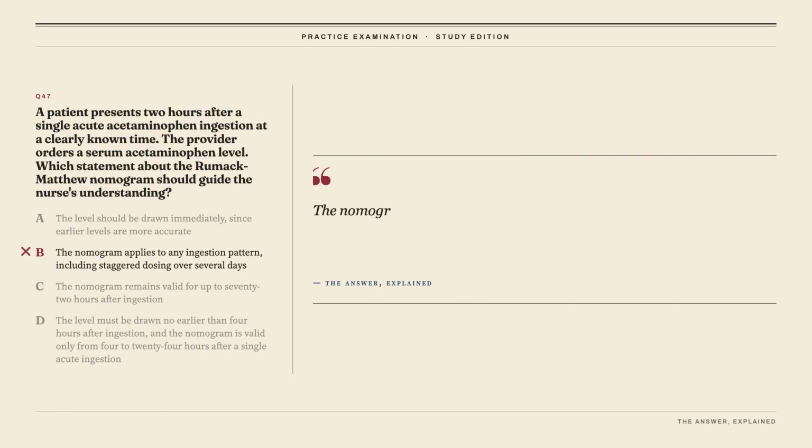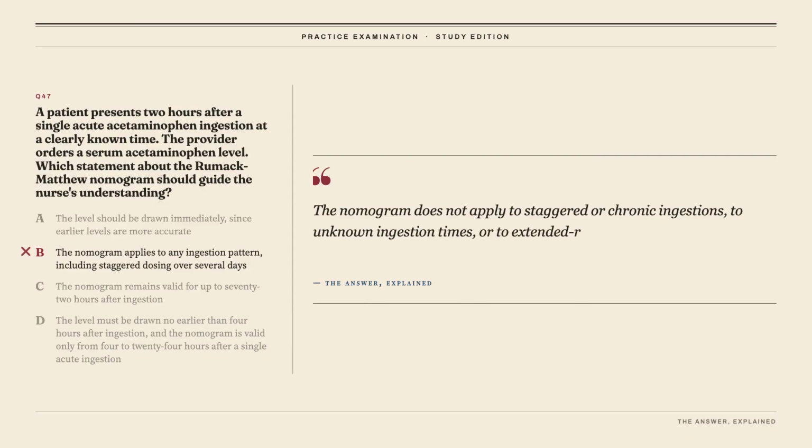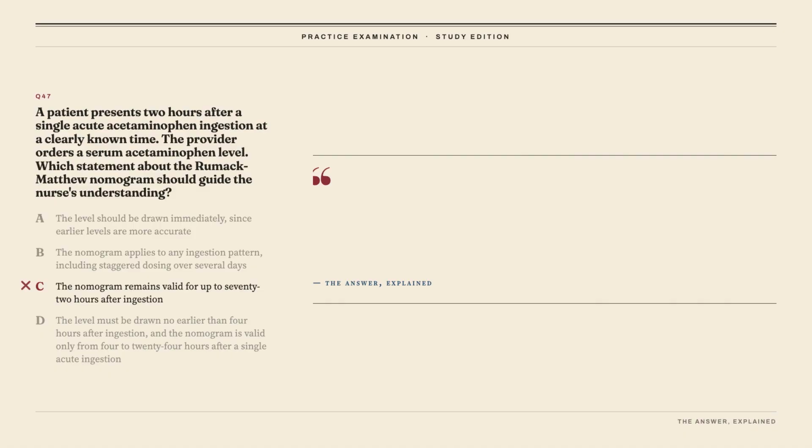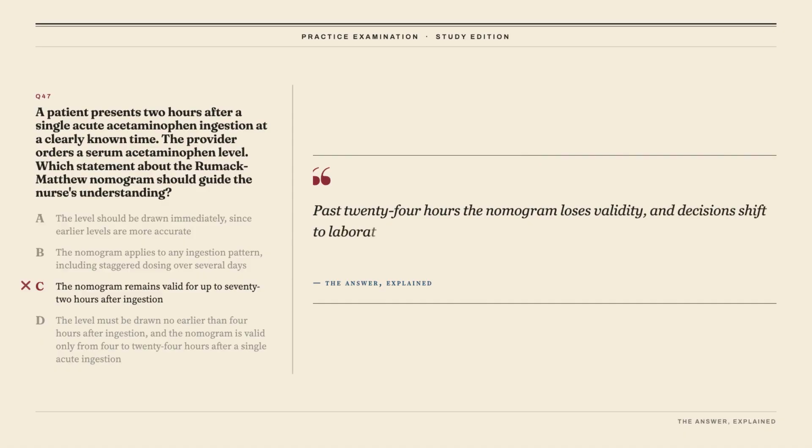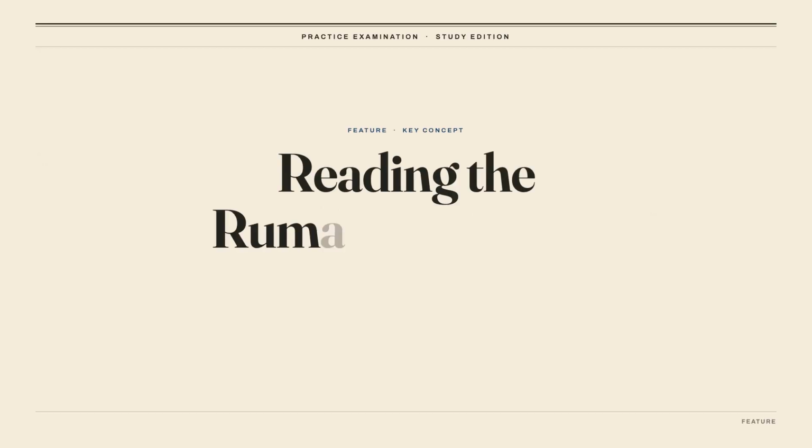B is wrong because the nomogram does not apply to staggered or chronic ingestions, to unknown ingestion times, or to extended release preparations. In those situations, clinicians rely on the level, liver function tests, and clinical judgment, and they err toward treating. C is wrong because past 24 hours the nomogram loses validity, and decisions shift to laboratory trends and the clinical picture. Extending it to 72 hours would misapply the tool.